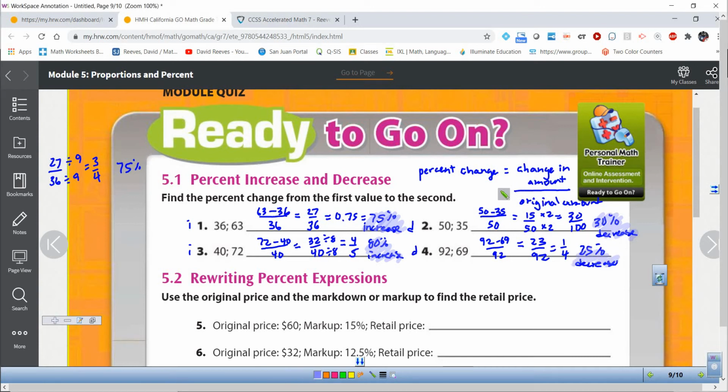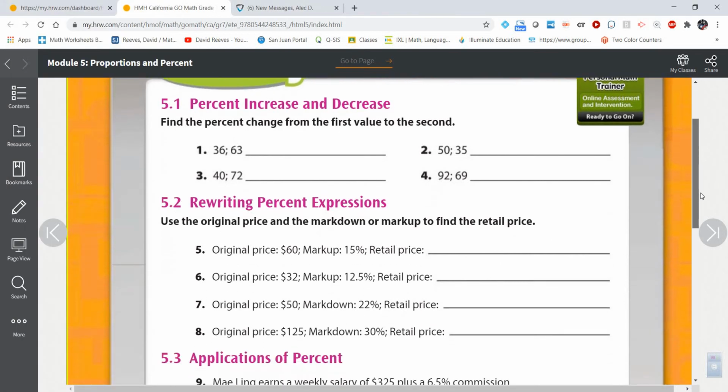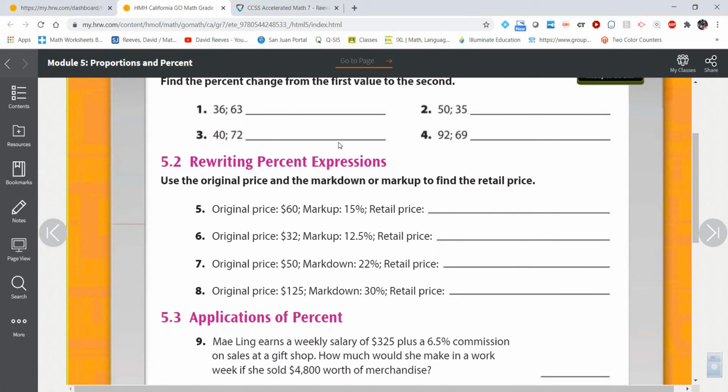So if you are asked to find, let me use a different color here, if you are asked to find either the percent increase or the percent decrease, that's the percent change. The percent change is equal to the change in the amount over the original amount. All right, I know we packed a lot in here in that space, but hopefully you were able to follow along. All right, in section 5.2, we went to rewriting percent expressions.